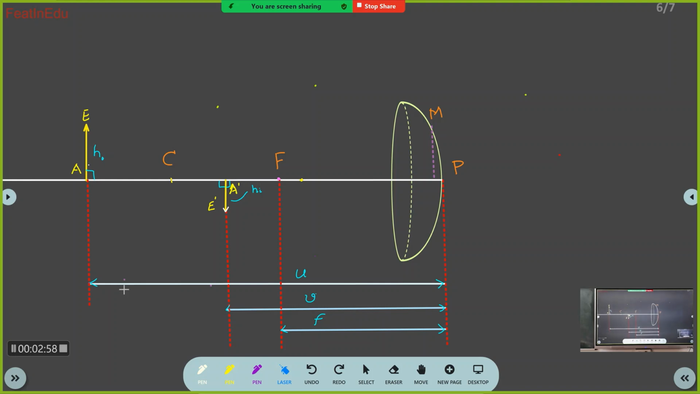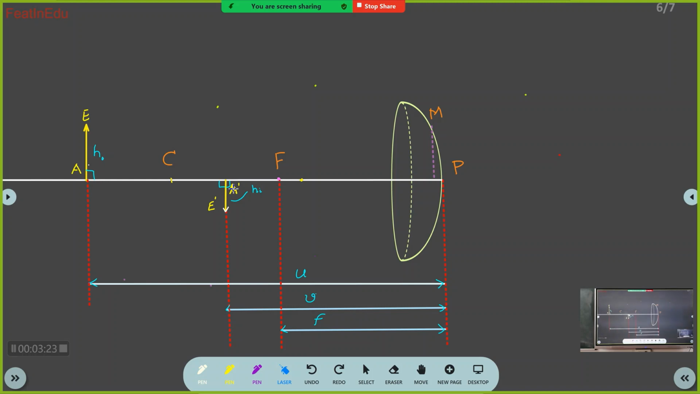What you see here is the object distance U, the image distance V and the focal length F. We have to relate all of them, and HI and HO are also there. All five quantities. So we will make use of geometry. How shall we make use of geometry? I want to relate this distance with this distance. So what is that?